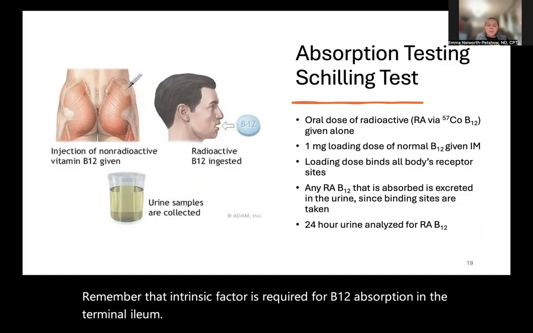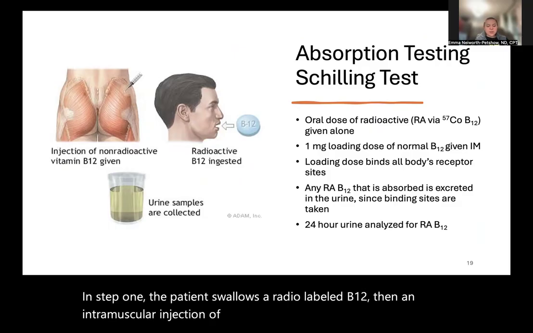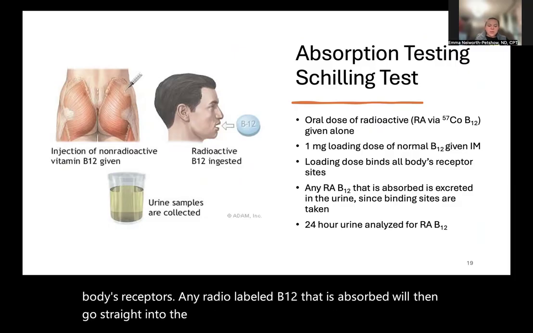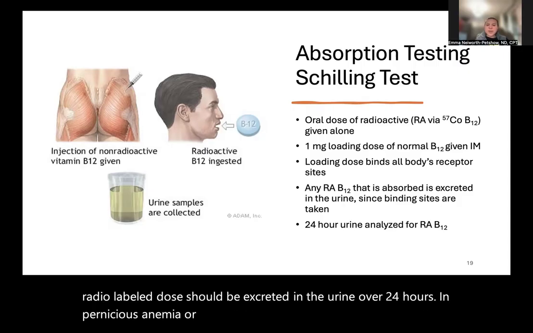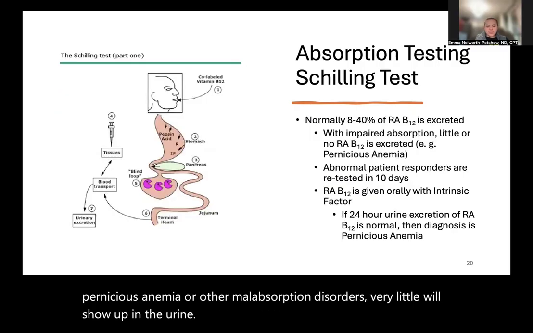In step one, the patient swallows a radio-labeled B12. Then an intramuscular injection of regular B12 is given to saturate the body's receptors. Any radio-labeled B12 that is absorbed will then go straight into the urine. In normal physiology, 8 to 40% of the radio-labeled dose should be excreted in the urine over 24 hours. In pernicious anemia or other malabsorption disorders, very little will show up in the urine, indicating low absorption.